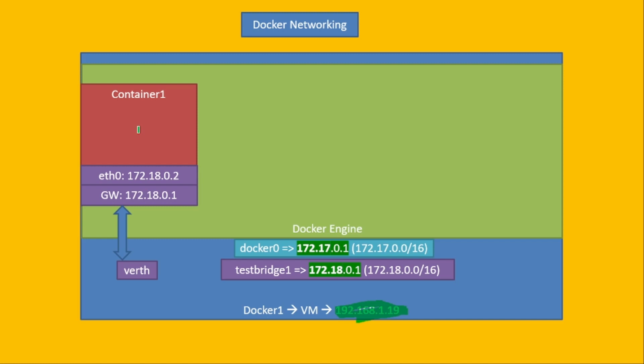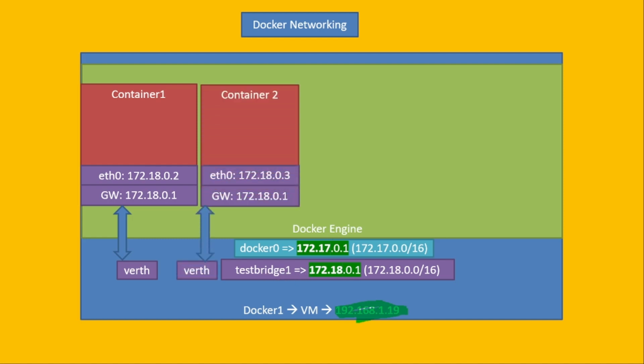Again, when we create a container, it will create a new veth interface on the host machine, and if we attach it to this test bridge, it will get the IP address .2 and the default gateway .1 of this test bridge 1 network. Again, when we create another container, it will create another veth interface and connect like this. It will increase the IP address. So the first container will get the .2 IP address, and the second container will get the .3 IP address.